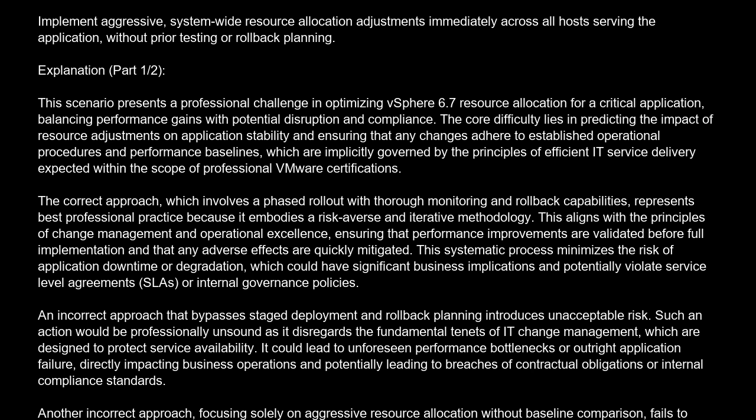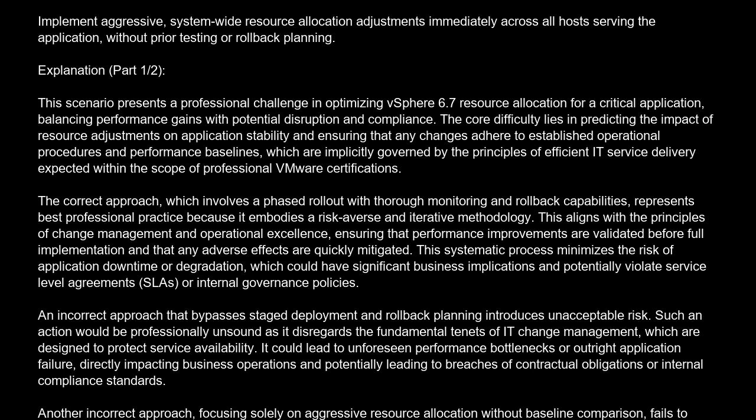This aligns with the principles of change management and operational excellence, ensuring that performance improvements are validated before full implementation and that any adverse effects are quickly mitigated. This systematic process minimizes the risk of application downtime or degradation, which could have significant business implications and potentially violate service-level agreements, SLAs, or internal governance policies.